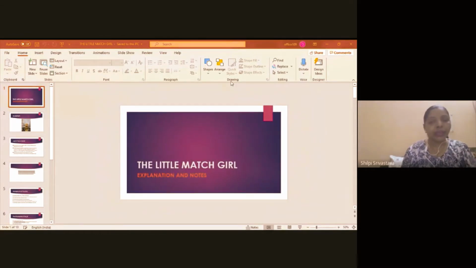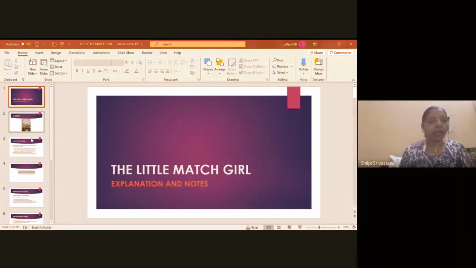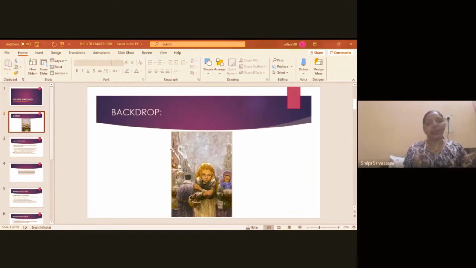All right. So this is the little match girl that we are going to begin. So first, I'll just show you the picture of the little match girl. Now, why am I showing you the photograph of the little match girl? Because the setting of the story is very important, as I had mentioned in my last video, that wherever the character belongs to, that society, that environment, that culture has an impact on the character.